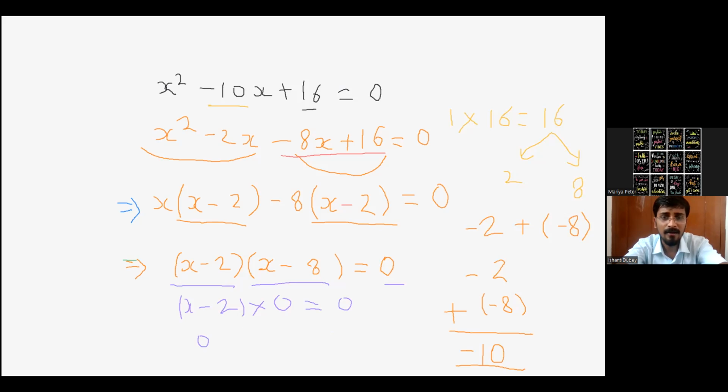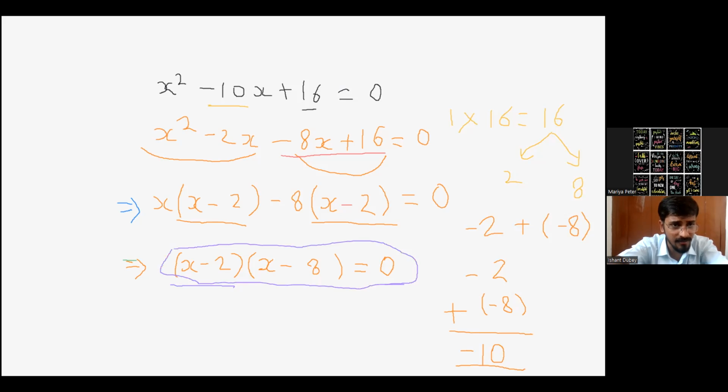So what I can say from this equation, which I have encircled here, is that x minus 2 either should be 0 or x minus 8 should be 0. So from this equation, my x minus 2 will be 0.